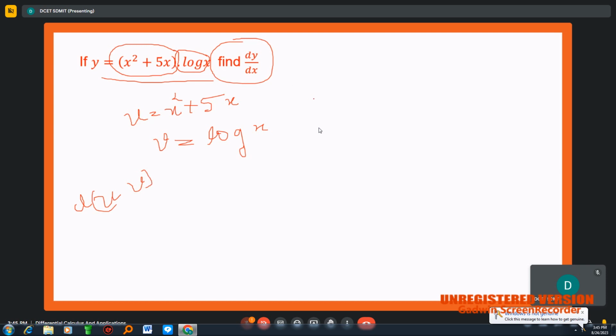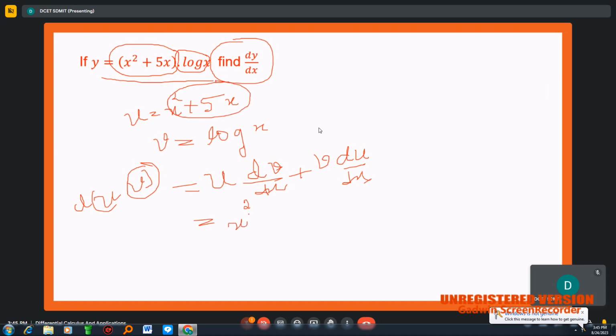Now, what is the product rule? Suppose we are differentiating: u is kept constant, differentiation of v, that is dv by dx, plus v is kept constant, differentiation of u, that is du by dx. Now see here, what is the u considered here? We considered u is x square plus 5x. X square plus 5x is the u function into differentiation of v. What is the v function here? V is log x.